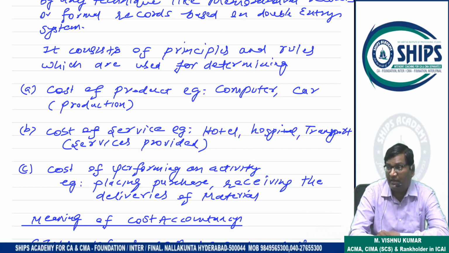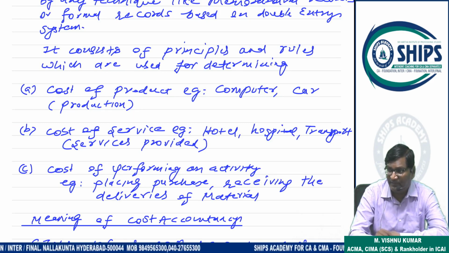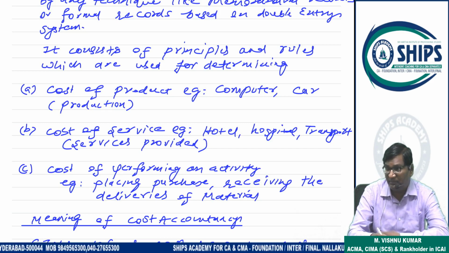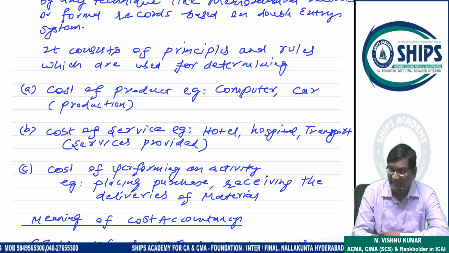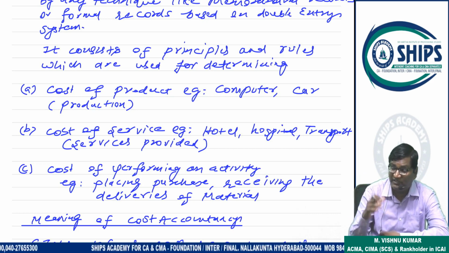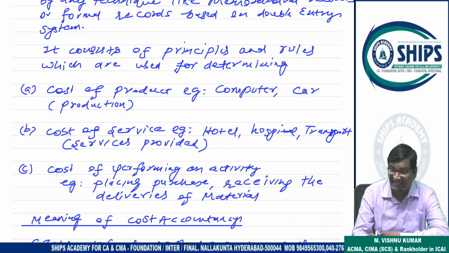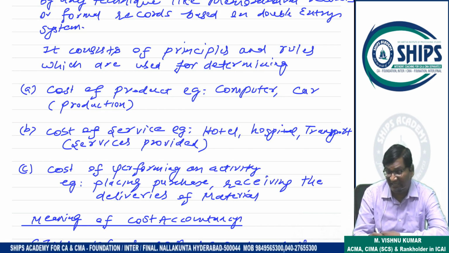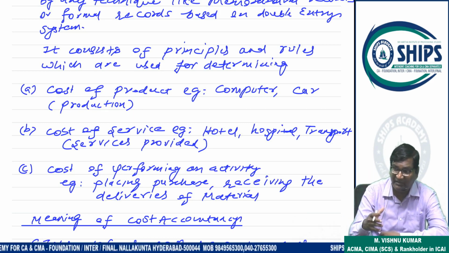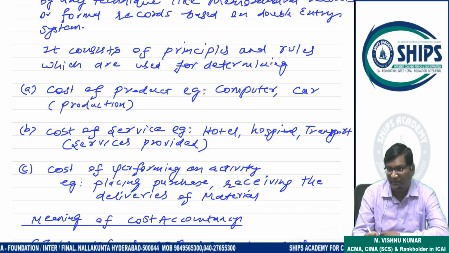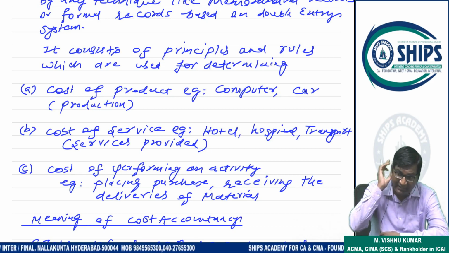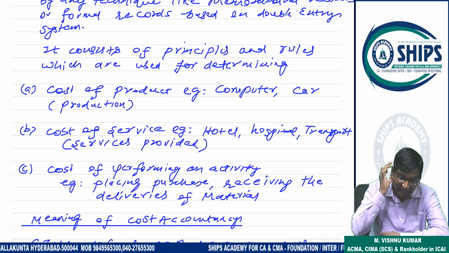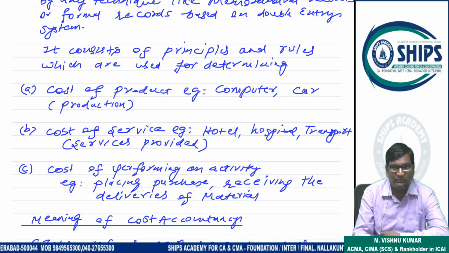Similarly, sometimes cost is ascertained for activity also, like production, administration, selling and distribution, research and development. Like material order cost, material handling cost. Actually, in activity based costing, one separate chapter will come that you will study in second group. In that, cost is ascertained activity wise also, because in that chapter, according to activity, costing is important. Clear? So sometimes costing is required for manufacturing, sometimes for service, sometimes for activity also. Understood?